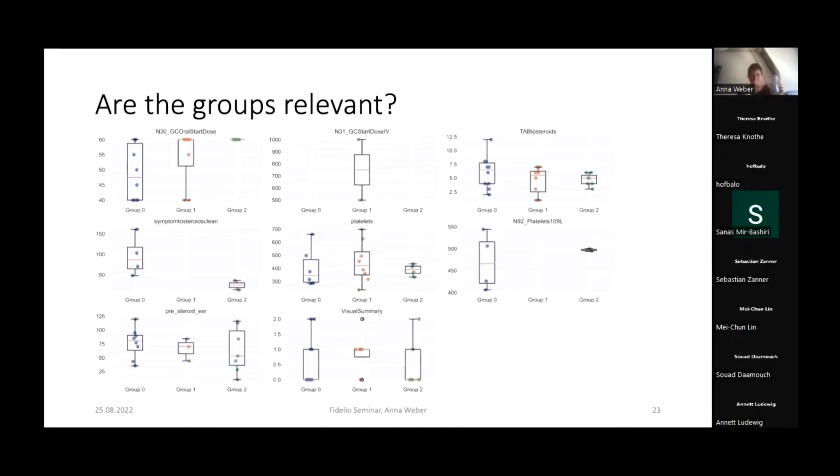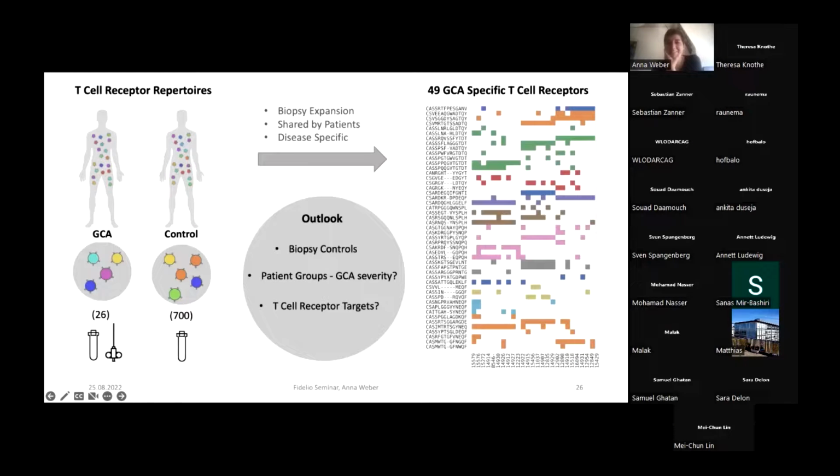But we did get the medical doctors interested enough in this to agree to produce more data for us. So, to summarize.